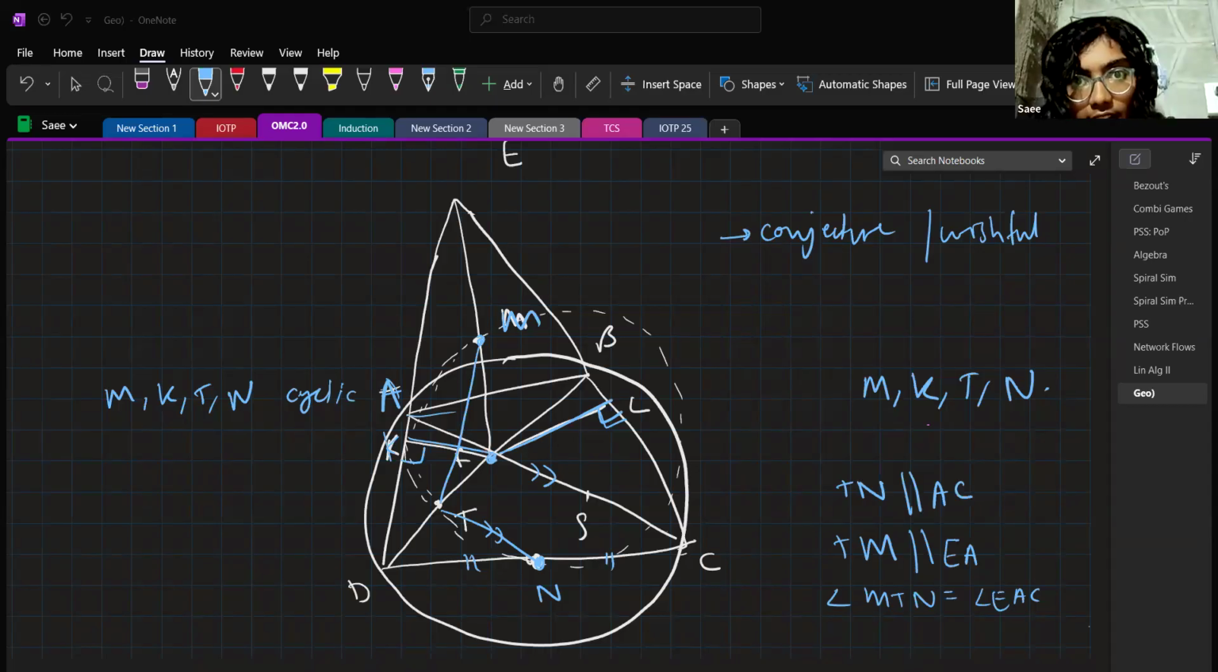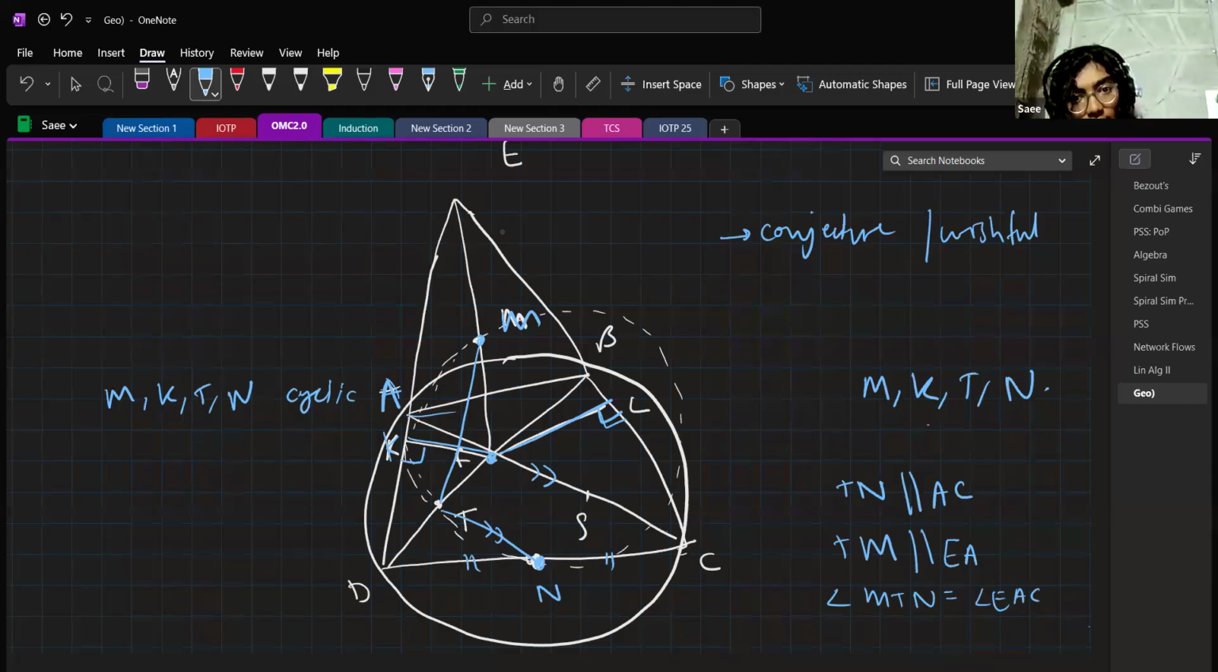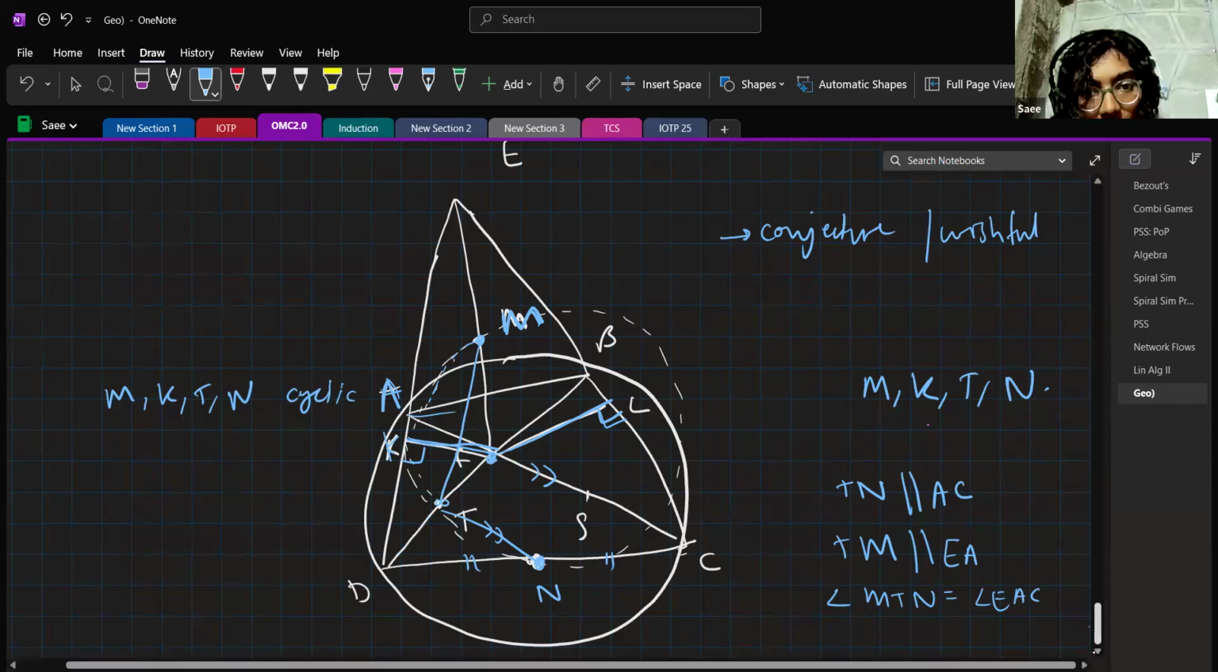Now the objective is to show that there is a cyclic quadrilateral that passes through M, the midpoint of EF, and K, which is the perpendicular from F onto AD, T, which is the midpoint of FD, and N, which is the midpoint of CD. So what do you want to show?